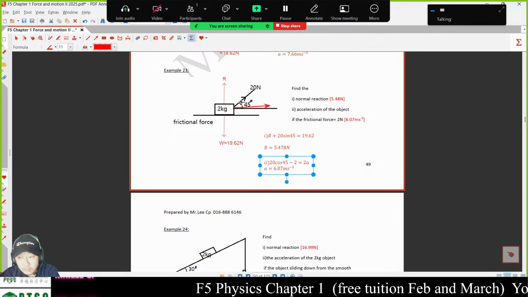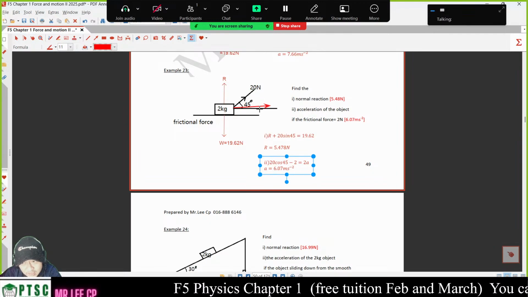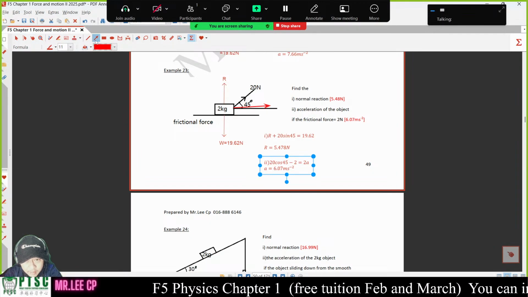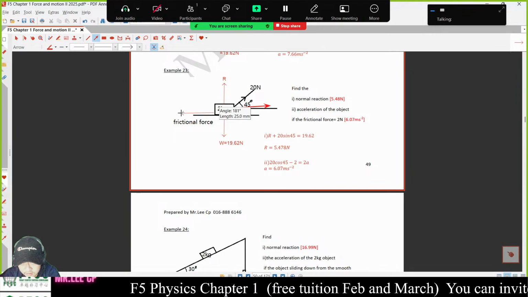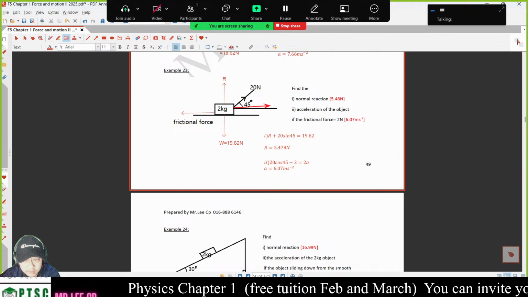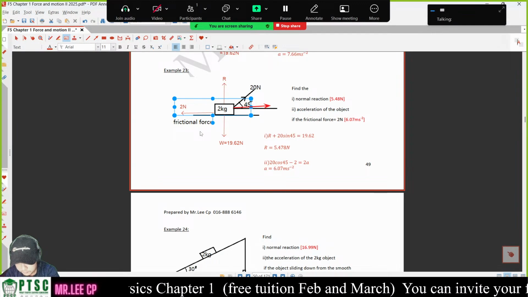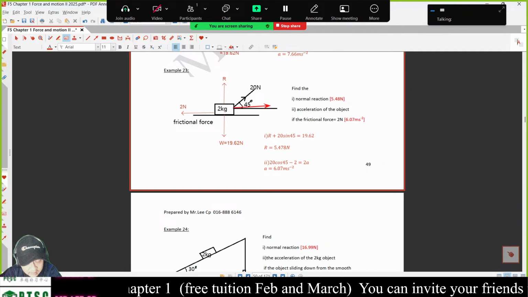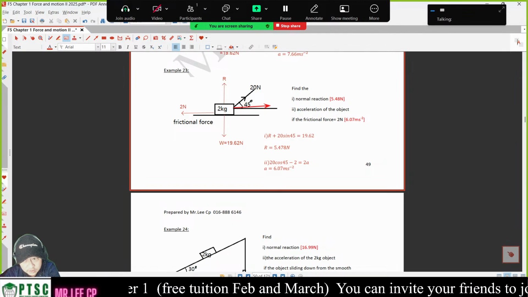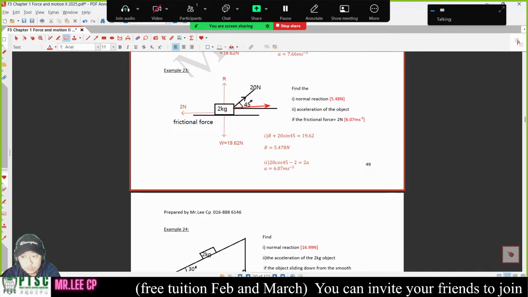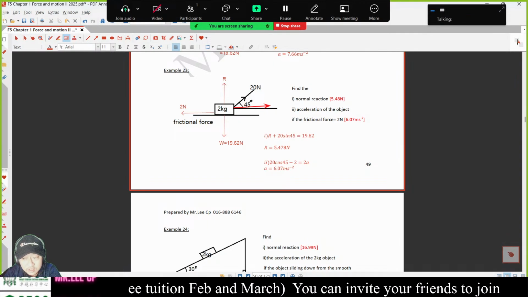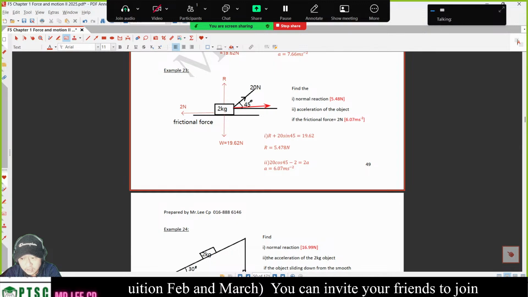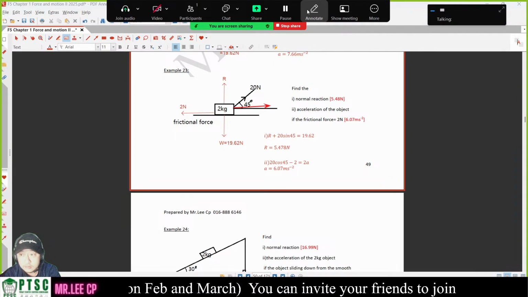I repeat one more time. 20 cos 45 minus the friction. I forgot to label the friction. The friction here is 2 Newton. Right, 20 cos 45 minus 2 is equal to ma, 2a. So you can find the acceleration already.